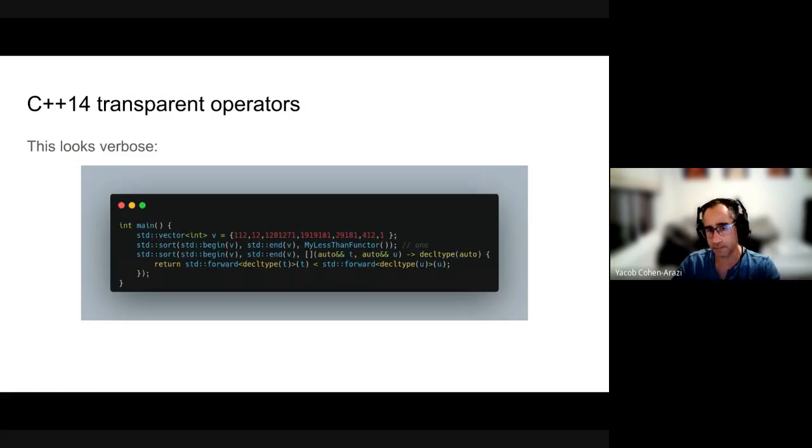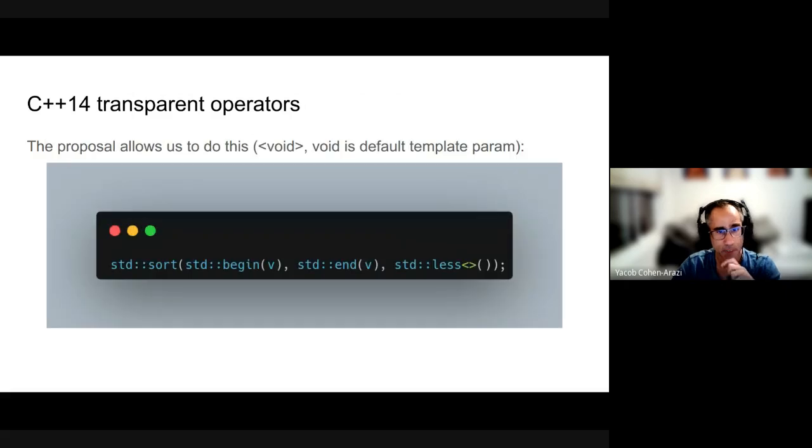It looks verbose, because you have this vector and you have this option or the other option, which is a lambda. They are verbose, and there's a different way to do that, especially if it's a std::less. So first of all, you have std::less. The proposal allows us to do the following.